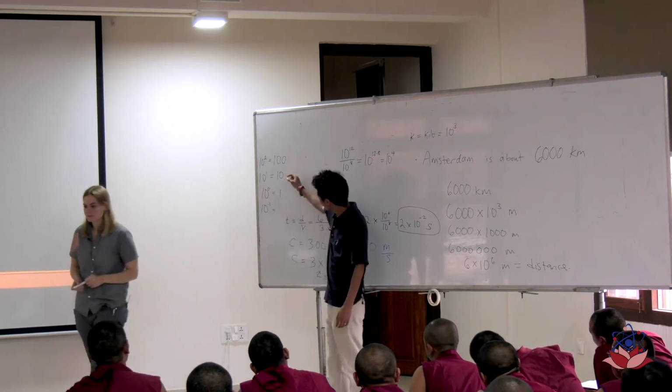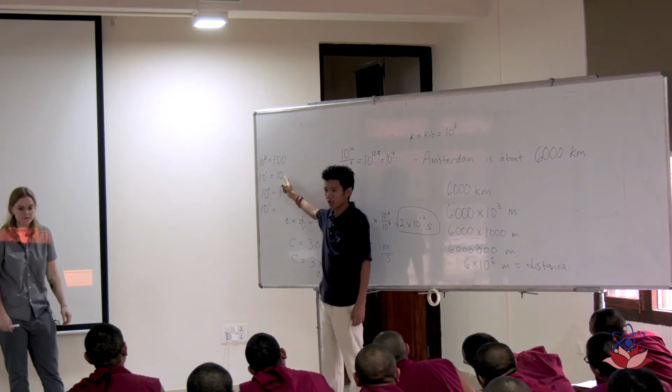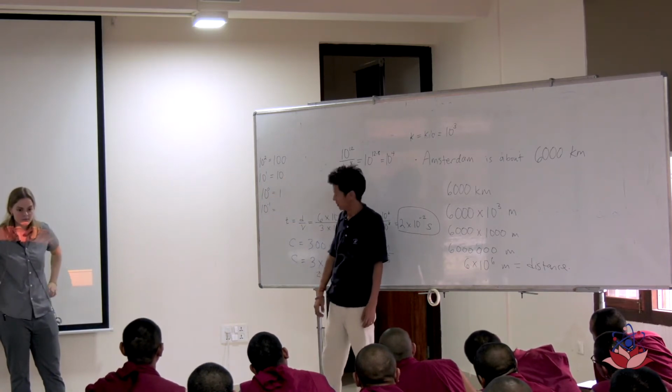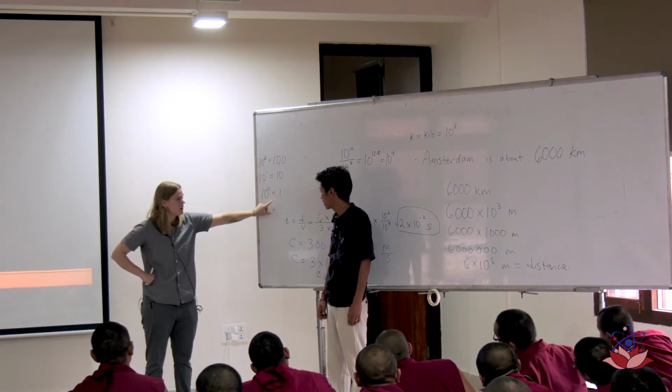So if the pattern continues, then this one should be yet 10 times smaller than this one.